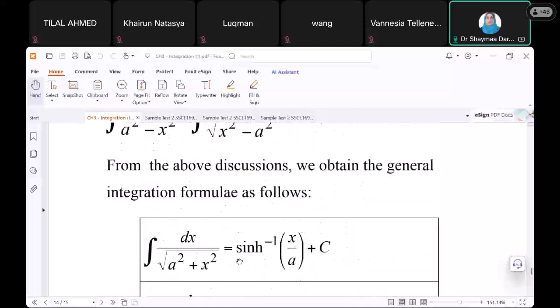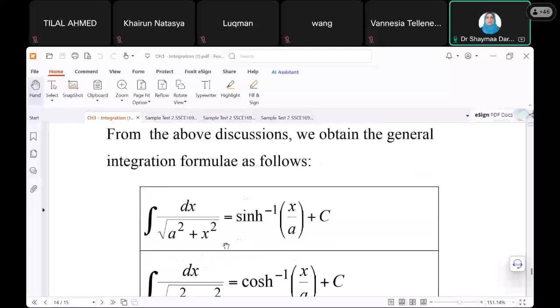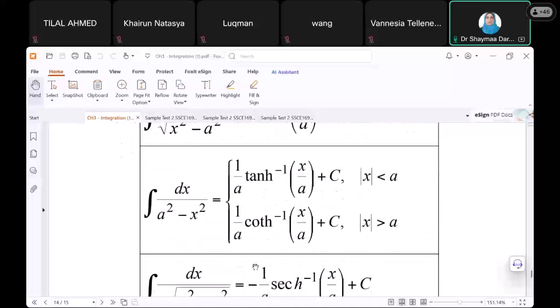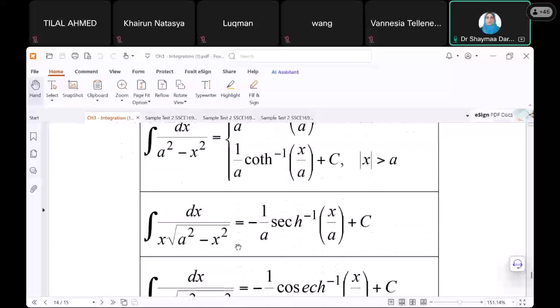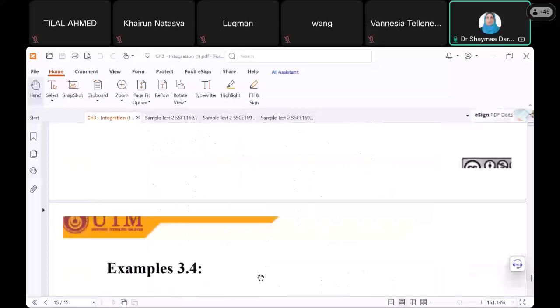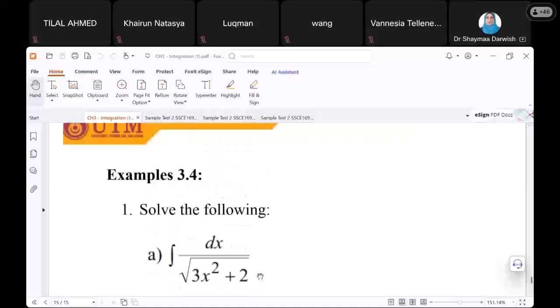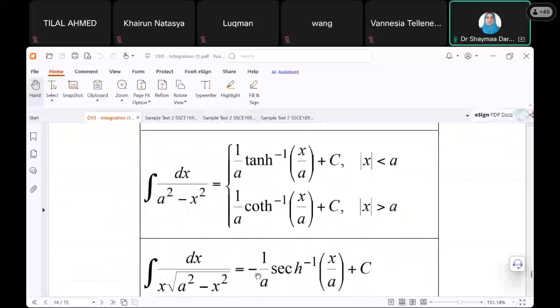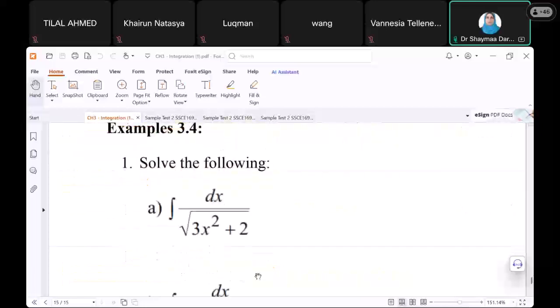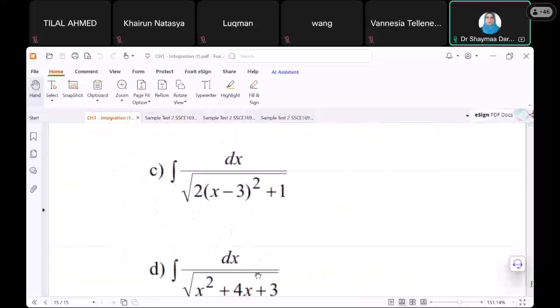But how to integrate sine inverse itself? I mean, if I need to evaluate the integration of sine inverse, cos inverse or sec inverse, you need to apply either integration by parts or substitution, similar to what we did for the integration of tan inverse last class. All the inverse functions are done the same way. Now we need to use these formulas to solve these examples.